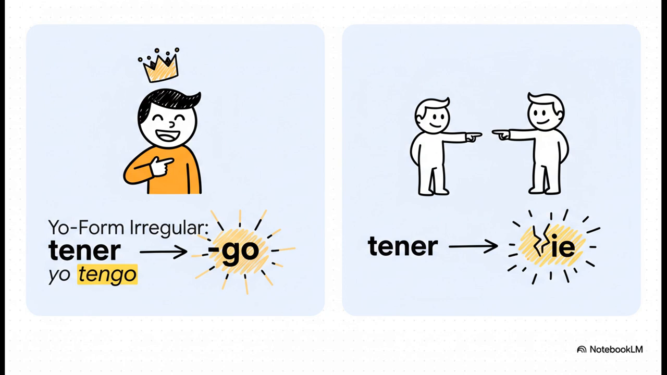And this makes it crystal clear. Let's take the verb tener, to have. In the yo form, it follows our go rule, yo tengo. But look what happens in the tú form. The stem-changing rule kicks in, and that E flips to an IE, tú tienes. So yeah, a verb can have two different kinds of irregularities. But here's the crucial part. The yo form rule always takes priority for the yo form. It wins every time.